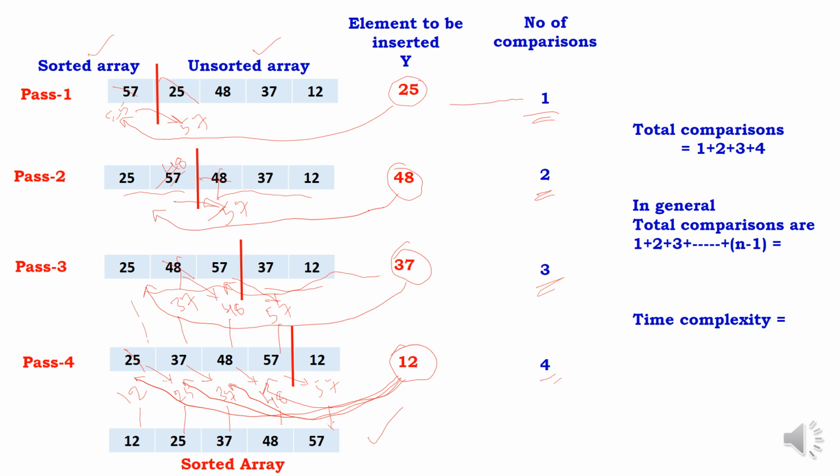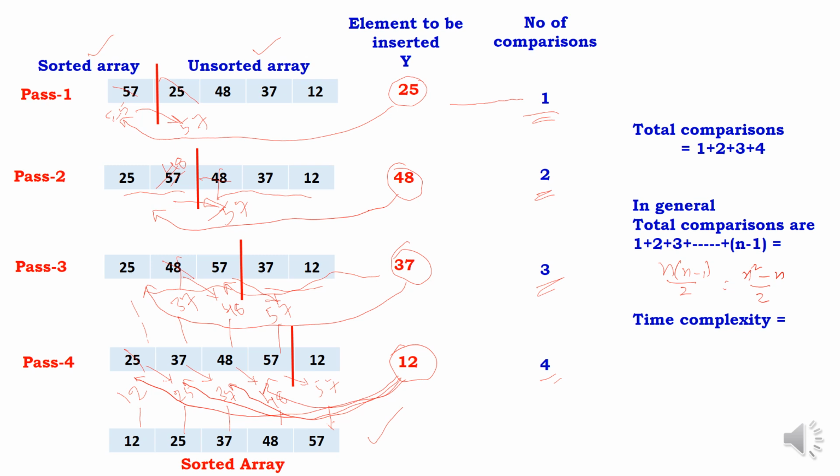In general, the array may contain n number of elements. The total number of comparisons will be 1 plus 2 plus 3 plus up to n minus 1. So this 1 plus 2 plus 3 plus 4 up to n minus 1 may be treated as n into n minus 1 by 2, which is nothing but n square minus n by 2.